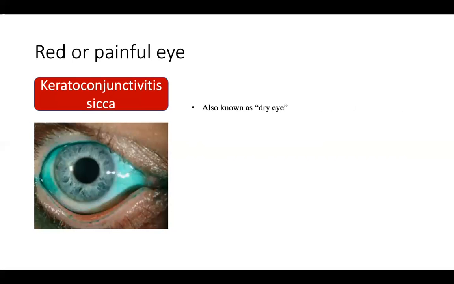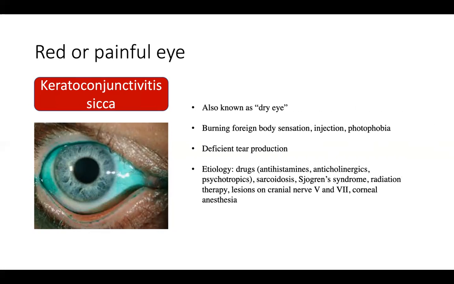Keratoconjunctivitis sicca is also known as dry eye. It produces a burning foreign body sensation, injection, and photophobia. In these cases, tear production is decreased. A variety of drugs such as antihistamines, anticholinergics, and psychotropics may result in dry eye by reducing lacrimal secretion. Systemic disorders that may cause dry eye by involving the lacrimal gland directly are sarcoidosis and Sjogren's syndrome.